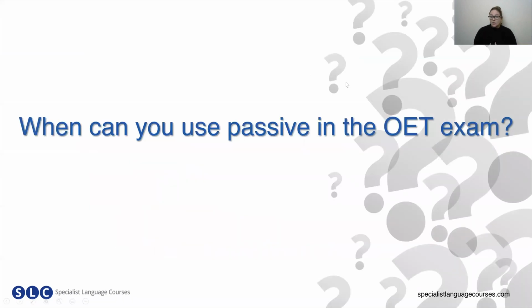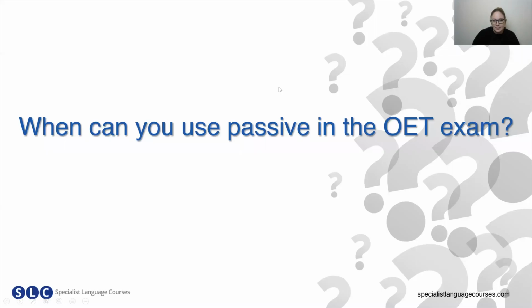So when can you use passive in the OET exam? Well, in the OET exam, in writing, it's very important to use a clinical and factual style of language, and the passive can help you do this. So making sure that you are confident in using the structure is really going to help you with genre and style, and as I said before, with conciseness and clarity. So let's take a little look at some examples of how we can use this in writing.